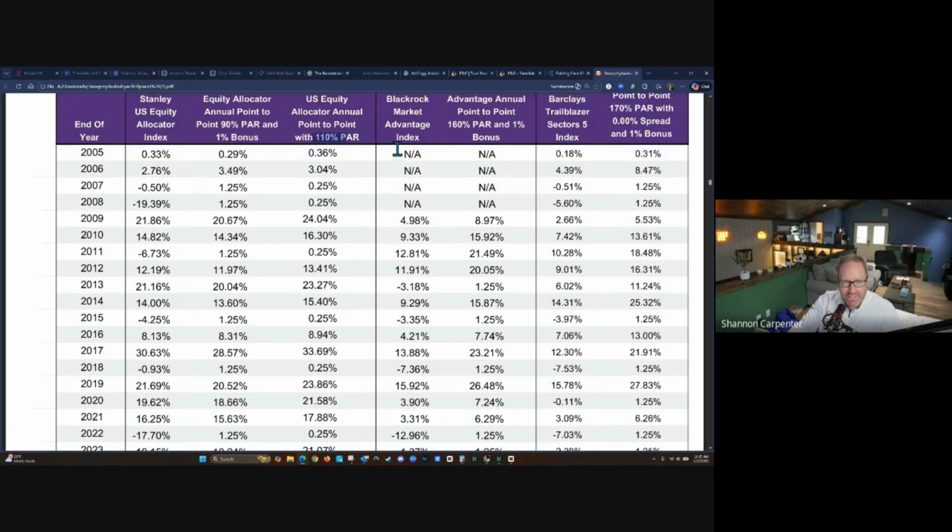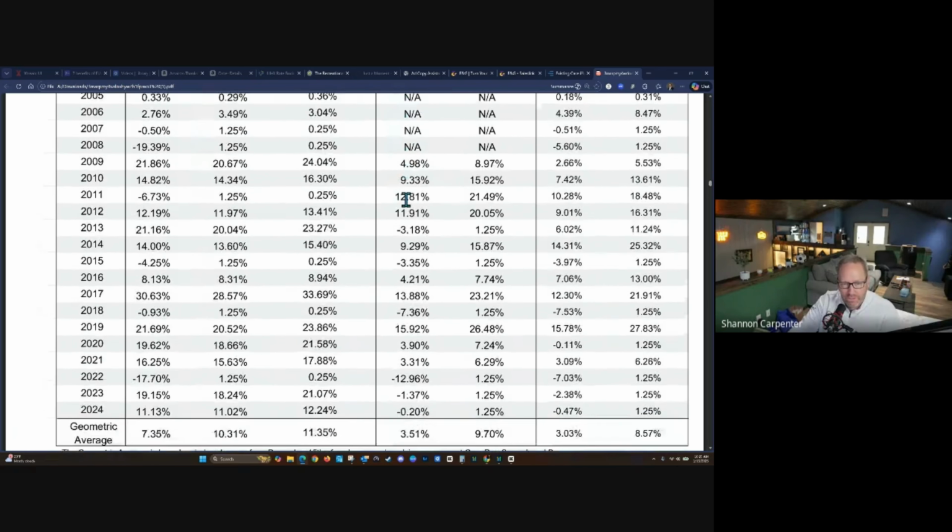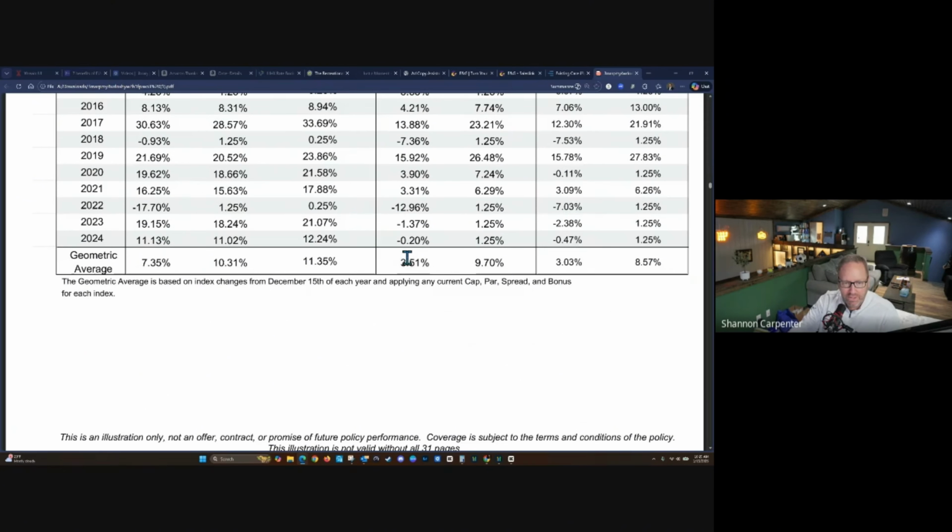But like the guy that said, I just moved all my money to the BlackRock, and I was like, dude, look, it's supposedly on the rise, but the 20-year historic is only 3. You'd have done better in your 401k.